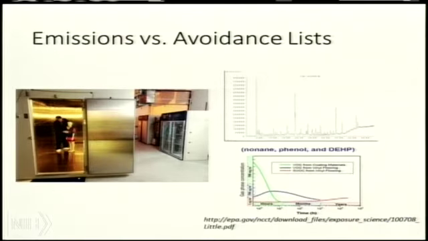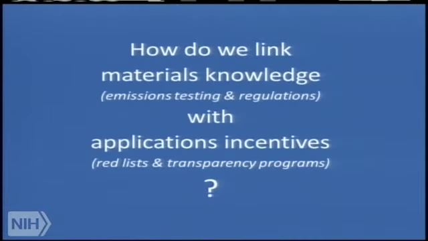How do we link these together? It's a very difficult problem, and I'm not sure how we do it, but we need to understand it, particularly as regulations come out for emissions, and then transparency programs are coming out for red lists. So, each of us were asked to do one big question, and we'll talk about these later. This leads into my big question, which we will use as the panel as we go on.